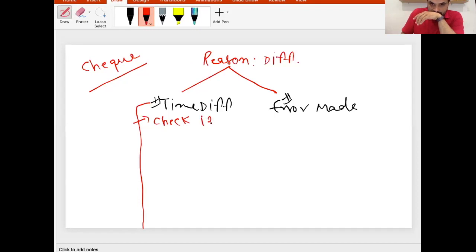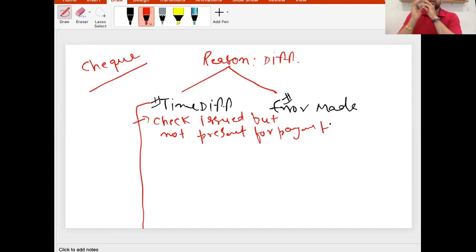Check issued but not presented for payments. Now keep in your mind, I'm saying issued. What does issued mean? Issued means if I need to make you a payment, I will write a check and give it to you. That's the meaning of issue, right? Which means I am writing a check to you, so I need to give you money. So that's the meaning of check issued but not presented for the payments.